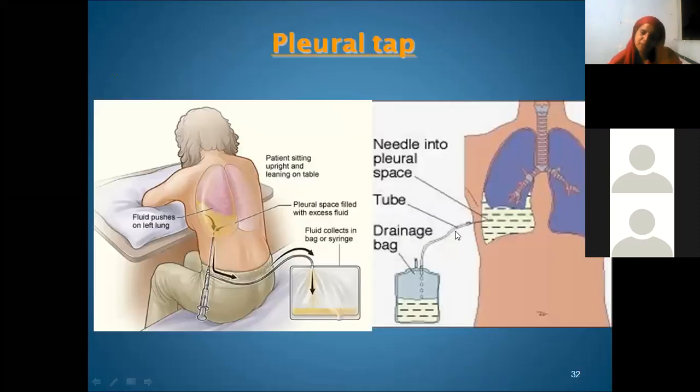Pleural tap is a technique where we insert a needle in the intercostal space and collect the fluid. That is pleural tap.